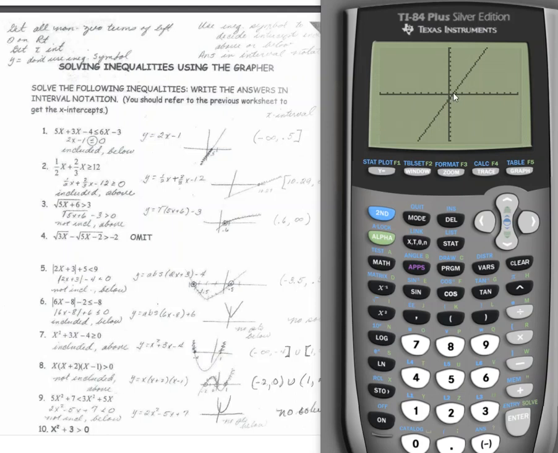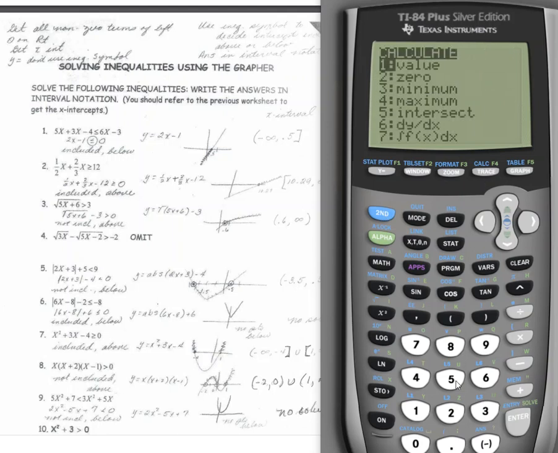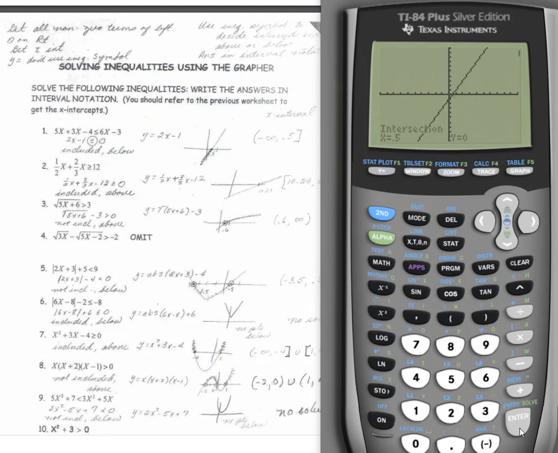Now we need to find the point where it crosses the x-axis. So we're going to do second, calc, 5, enter, enter, enter, 3 times, and we have 0.5. So that is our point where it changes. That's the solution if it were an equation. But because it's less than or equal, it's every x up to this point. So our answer is parentheses from negative infinity up to 0.5, and then we have a bracket because we had an equals, meaning it could equal 0.5. So this is our solution.